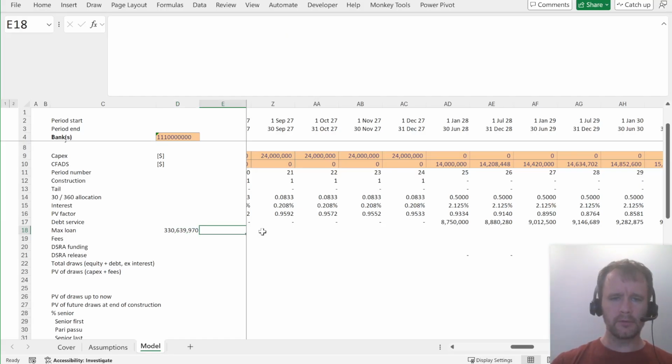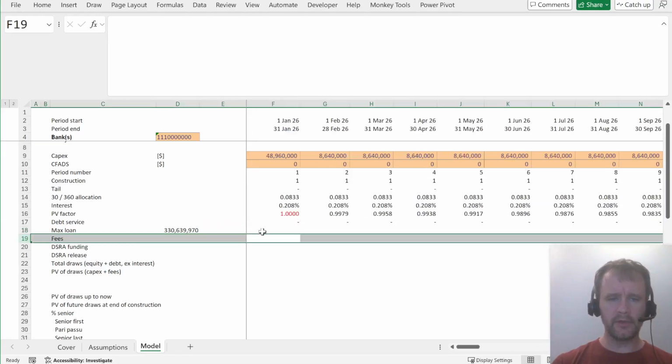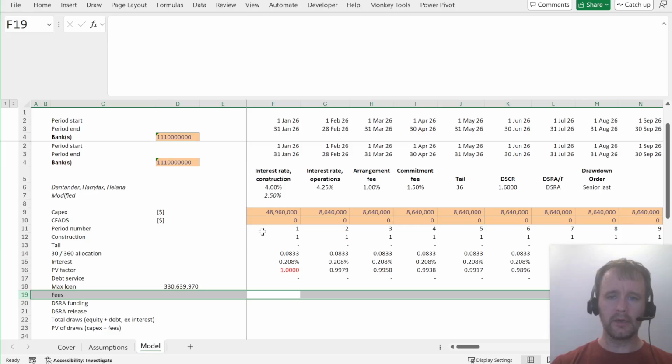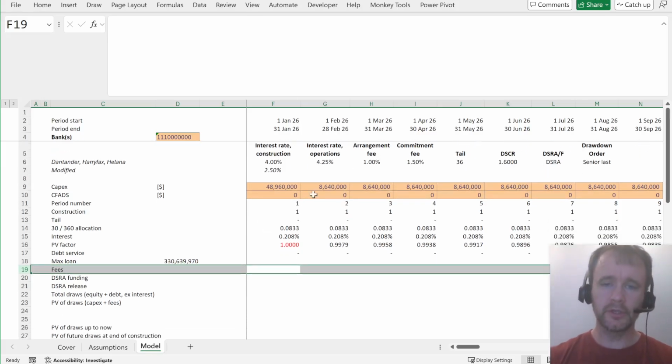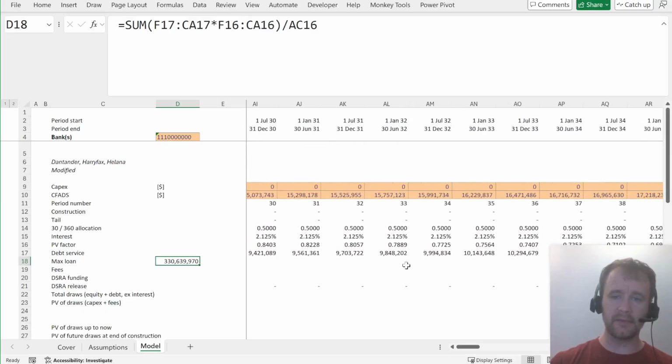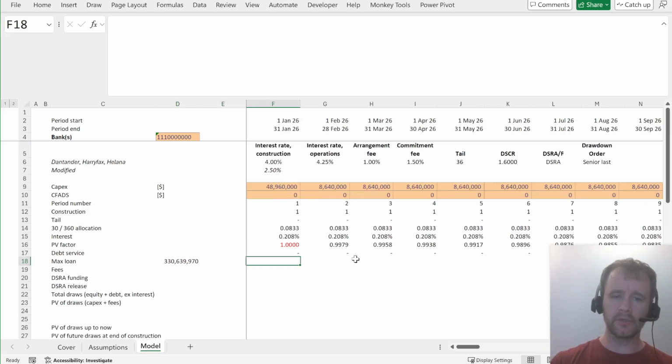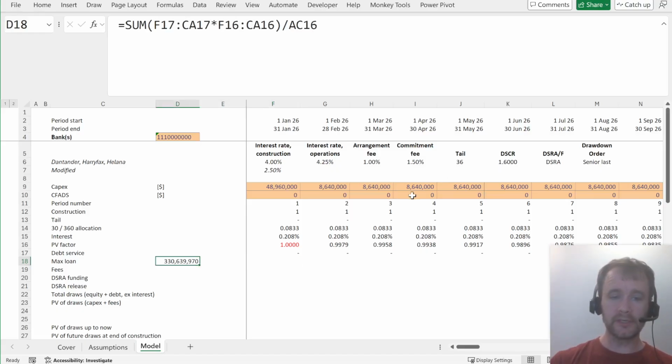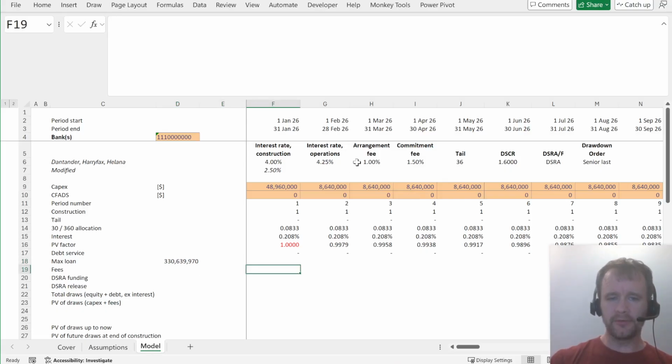Okay, so the next thing we need to do is work out the fees, meaning the arrangement fee and the commitment fee, which now that we have the max loan balance, we can do. Remember, the whole idea of sculpting is we're going to make the debt as big as it can be to be paid off by what's available for debt service subject to the debt service coverage ratio. So this is the size of the loan, which means the arrangement fee is now just the size of the loan times 1%.